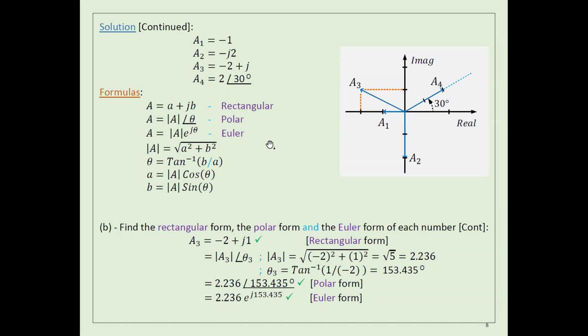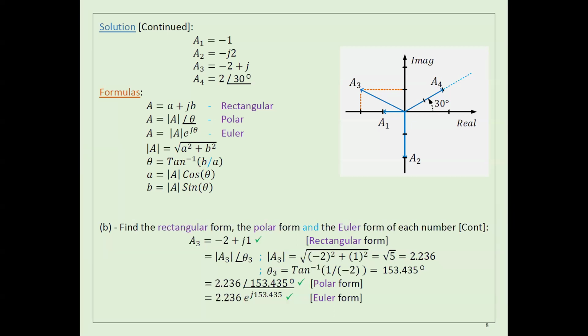Number 3 here is 3. We have -2 plus j1. I want to convert it to the polar form, similar to what we did. You need to square the real part and the imaginary part, and then take the square root. This gives you the magnitude.